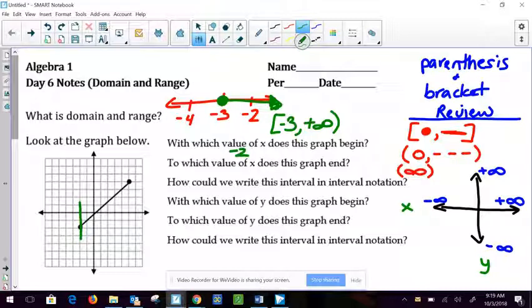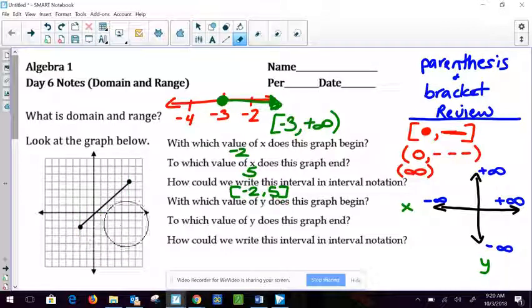And where does my graph end? Well, it ends right here, that picture shown. So if we count our lines over, we got 1, 2, 3, 4, 5. So it ends at 5. So how could we write this in interval notation? Remember, we said solid circles get a bracket. So all the x values that are included on this graph is from -2 to 5. And we put brackets around it.